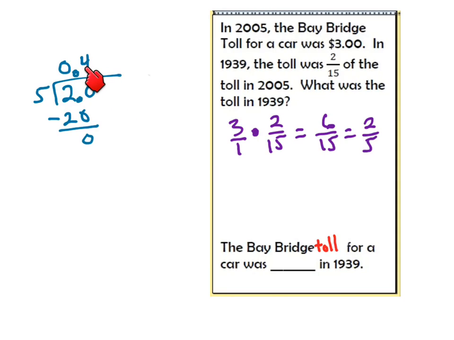I still don't talk about money as 0.4, do I? No, this is equivalent to 40 cents. The Bay Bridge toll for a car was 40 cents in 1939. Man, that's dirt cheap compared to what it is now. It's probably even more expensive now.